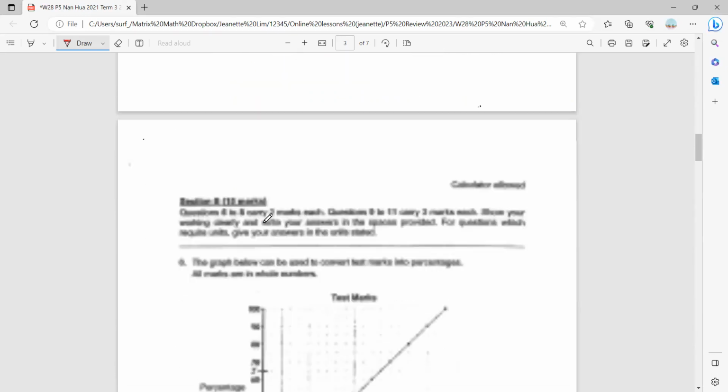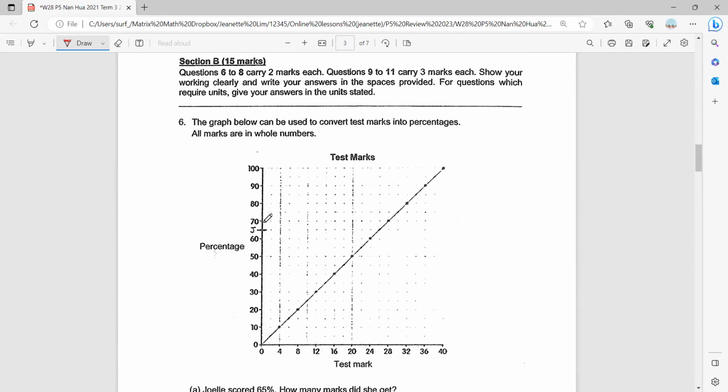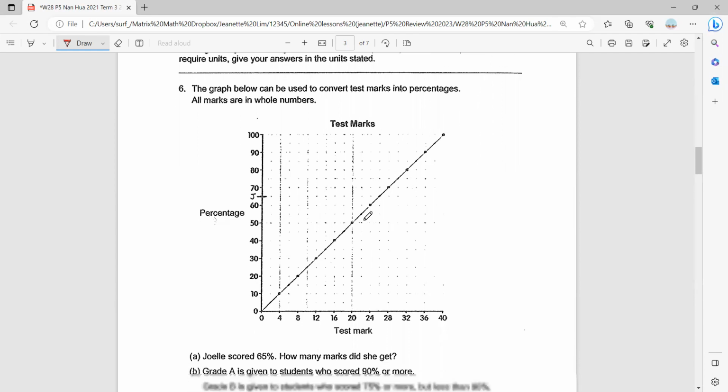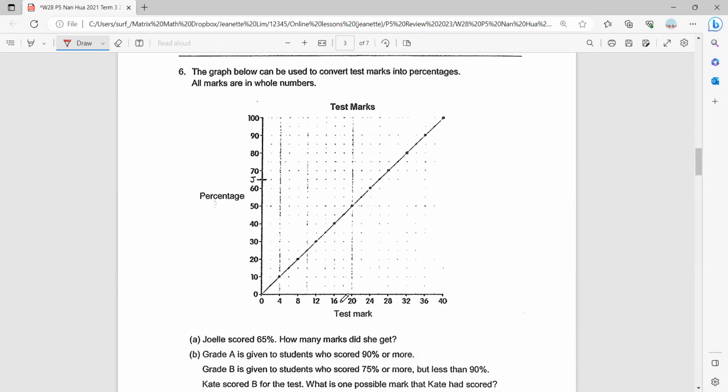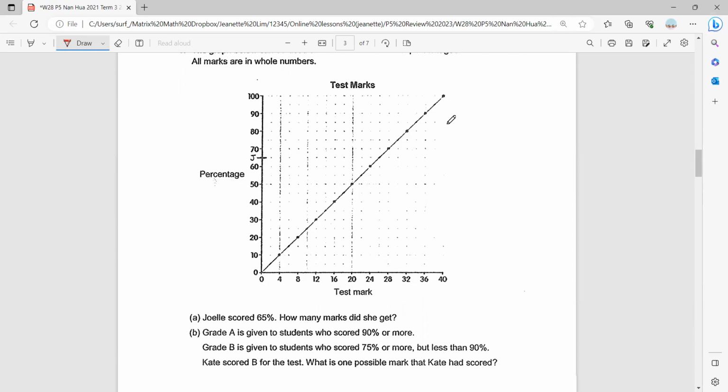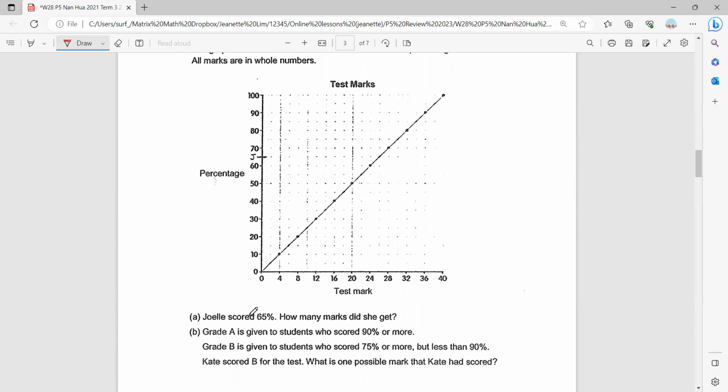Okay, question 6. The graph below can be used to convert test marks into percentages. All right, so all the test marks are shown here in this row, 0 to 40. Then in terms of percentage, it is here, 0 to 100%. So if you're scoring 40, that's 100%, full marks. Okay, Joelle scored 65%. How many marks did she get?